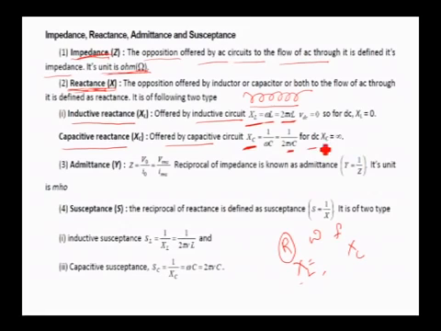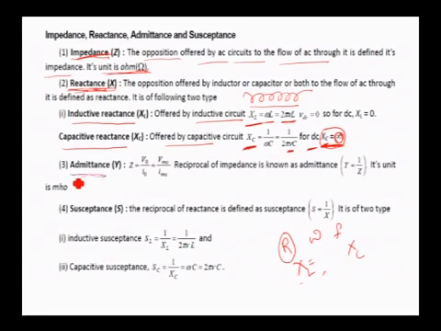But for DC, XC is infinity. DC means direct current. The capacitive reactance becomes infinite. That's why a capacitor offers infinite resistance to the flow of direct current. That is because the capacitive reactance is infinity.